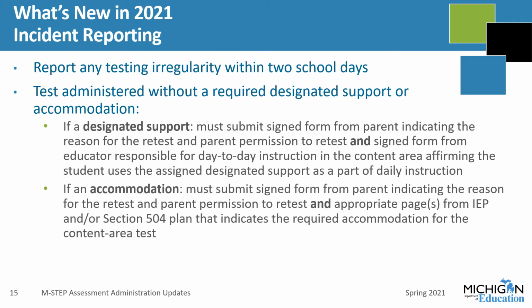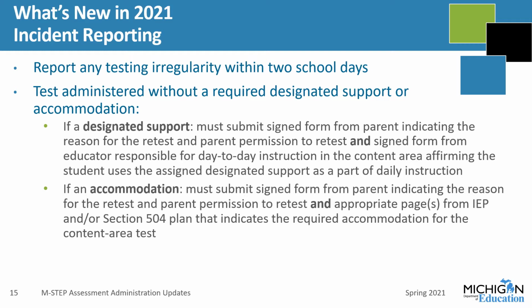If you have a student who has a required accommodation that they didn't receive, then you still use the form notifying the parent and documentation of parent permission to retest, and you also need to submit the appropriate page or pages from the IEP or Section 504 plan that indicate the required accommodation for that content area test.